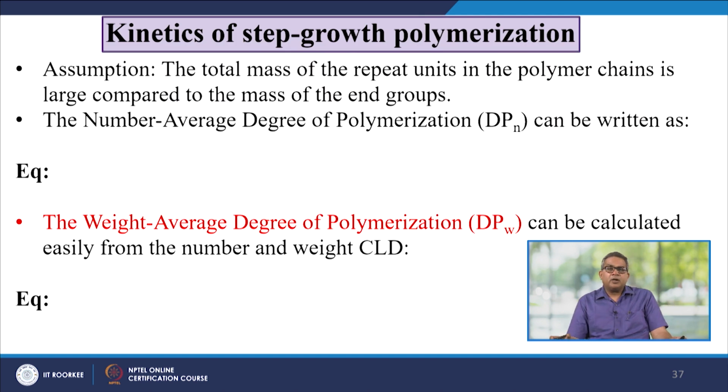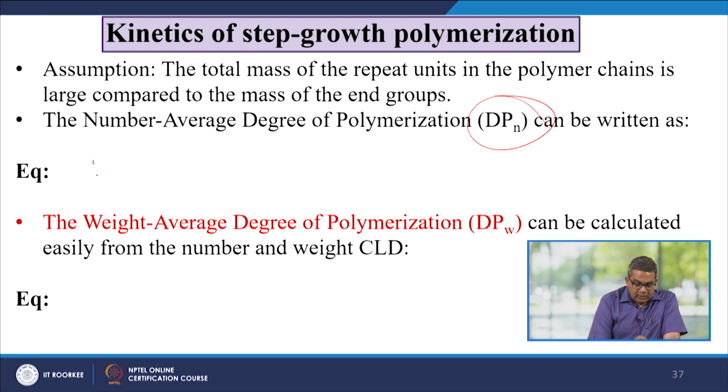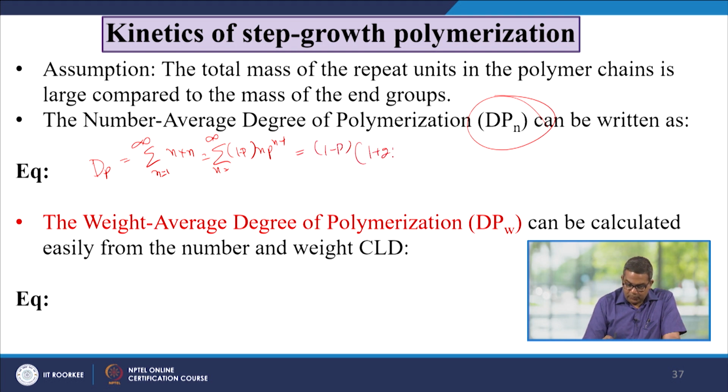Now, let us talk about one assumption, that the total mass of the repeat units in the polymer chain is large compared to the mass of the end groups. So, the number average degree of polymerization, DPn, can be written as the summation over n equal to 1 to infinity of n into xn, and that is equal to 1 minus P into P to the power n minus 1 into 1 minus P, 1 plus 2P plus 3P square plus and so on, which is equal to 1 over 1 minus P. This is equation, let us say, 11a.